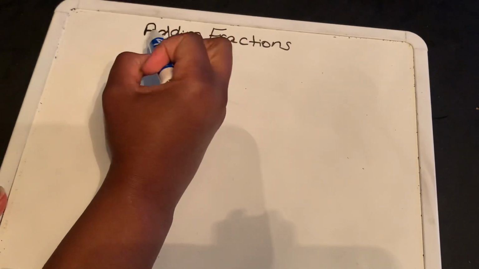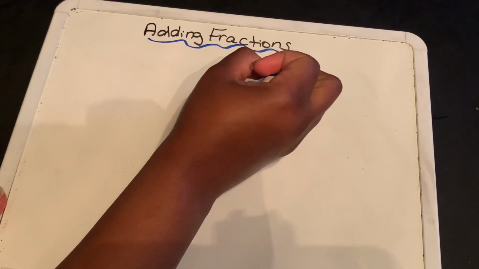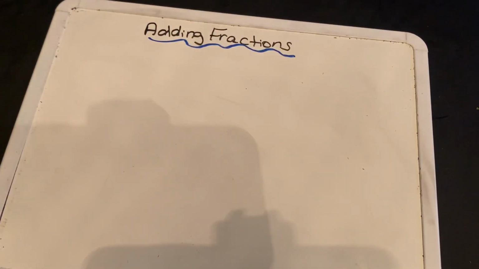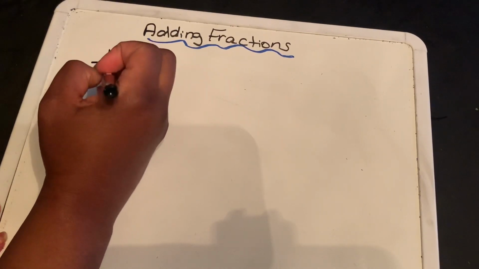But the steps are going to be that we're going to look for the lowest common denominator. Then we'll rename the fractions and add the numerators only. We will not add the denominators. And then after we do that, we want to make sure that we have it in the simplest form.